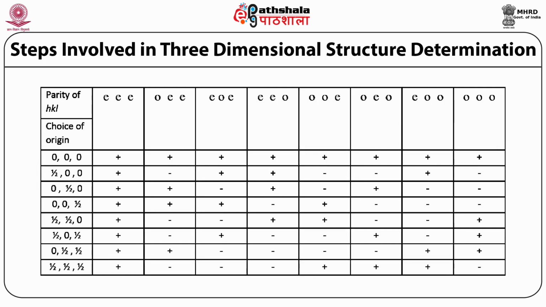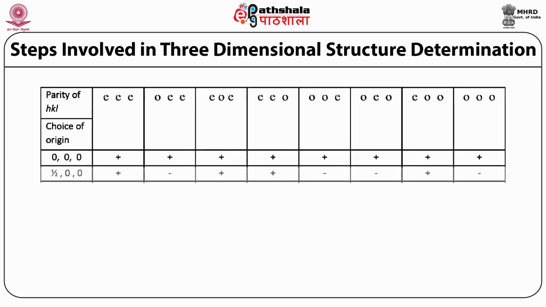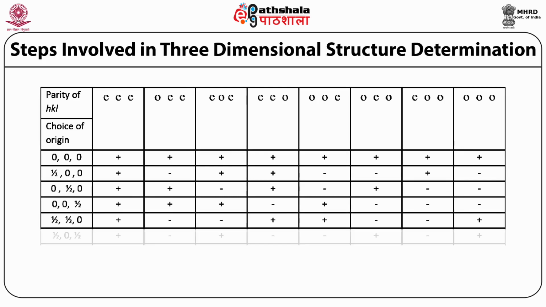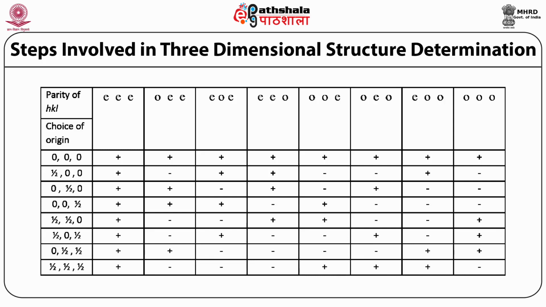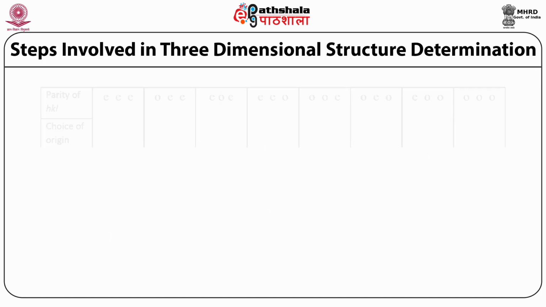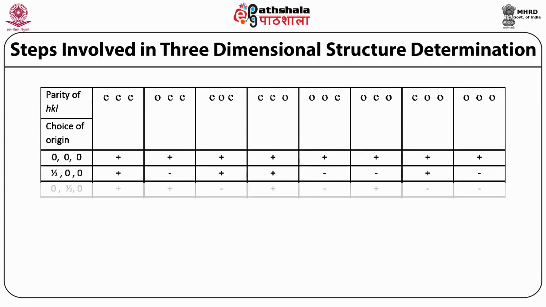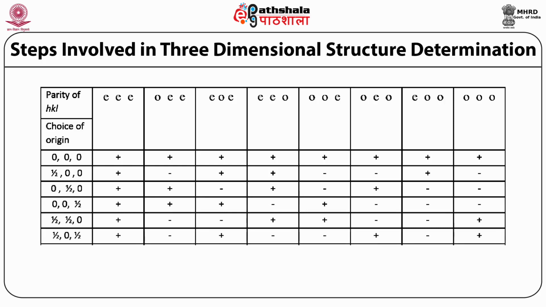Now, if you go to the next element, h parity is odd. Therefore minus 1 power h is minus. Third, minus 1 power even, plus. Fourth, minus 1 power even, plus. Fifth, minus 1 power odd, minus. Again sixth, minus 1 power odd, minus. Minus 1 power even, plus. Then minus 1 power odd, minus. So now I am filling the second row.